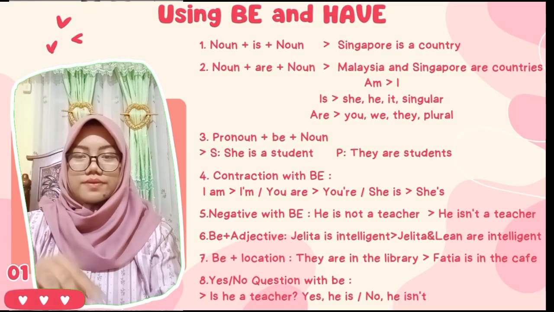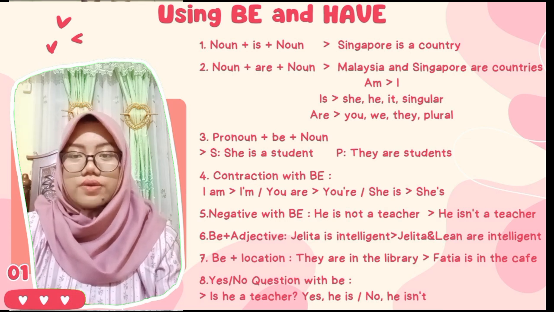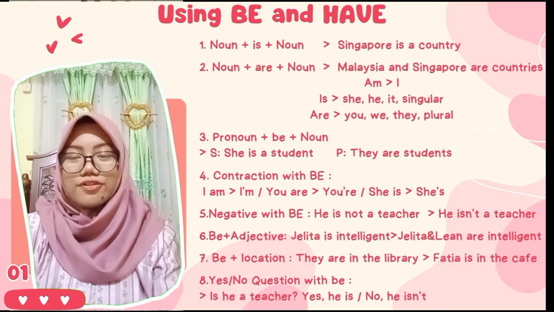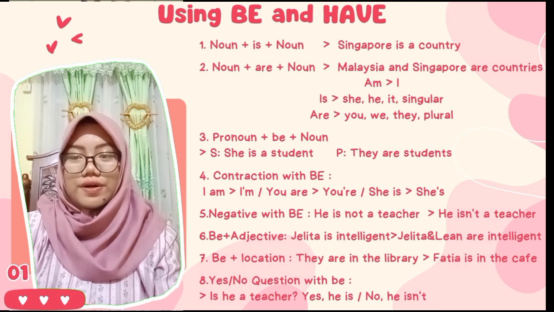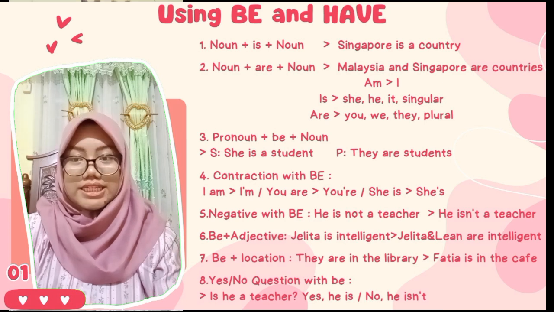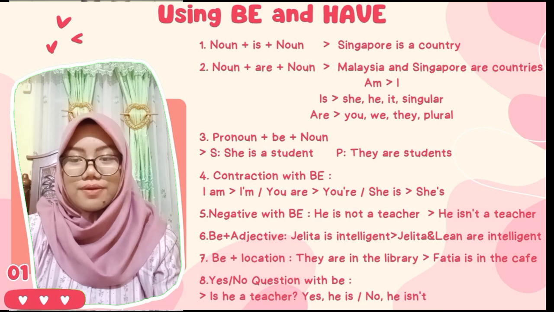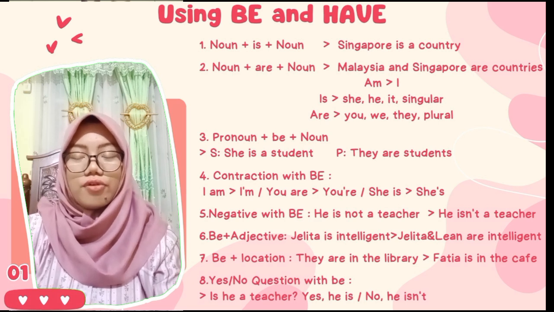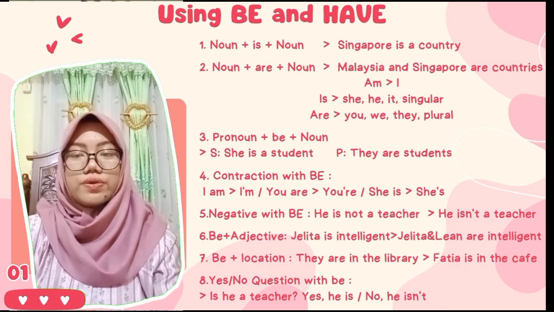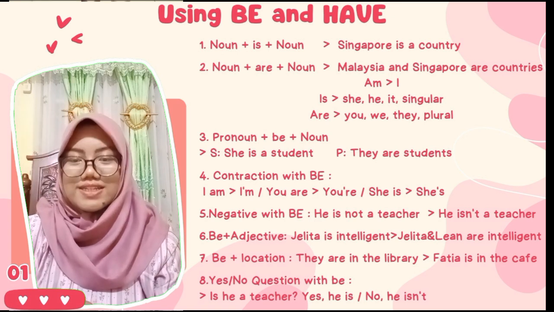So the first chapter is about using be and have. In using be with nouns, we use is for the singular. For example, Singapore is a country, but for the plural, we use are. Malaysia and Singapore are countries. And for the pronouns that use be, like am for I, is for she, he, it, or singular, are for you, we, they, or plural. For example, she is a student and they are students.